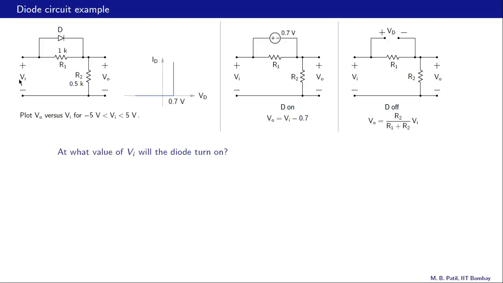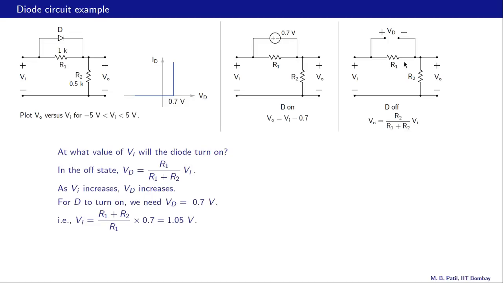Let us start with Vi equal to 0. And in this case, obviously the diode cannot conduct because it does not have the 0.7 volts it requires. And therefore we are looking at this circuit here. Now imagine that we start increasing Vi. As a result, this current will increase, and the voltage across R1 will start increasing. Now the voltage across the resistor R1 is nothing but the diode voltage Vd, and when this voltage reaches 0.7 volts, that is when the diode will start conducting.